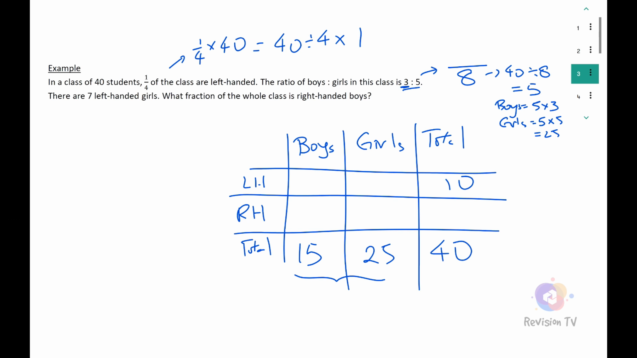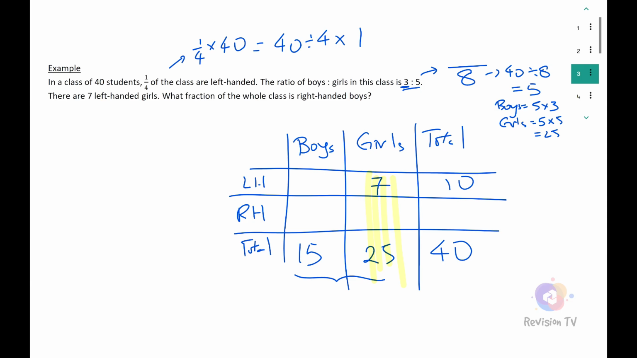There are 7 left-handed girls. 7 left-handed girls. So 7 in here. Then we can start to decipher our little maths puzzle in here. In a two-way table, you want to look for a row or a column that has only one gap in there. For example, you can see in this column here, this column is doable because in this column, there's only one gap, which is the right-handed girls.